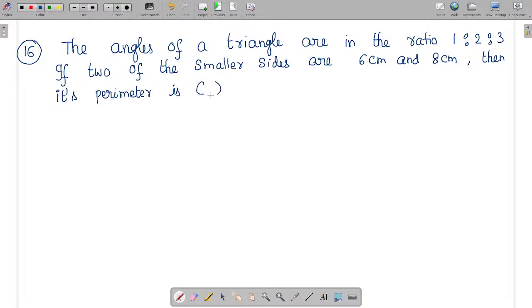Very good morning Kavita. Option A is 28 centimeters. Option B is 20 centimeters. Option C is 24 centimeters. Option D is 22 centimeters. Right?